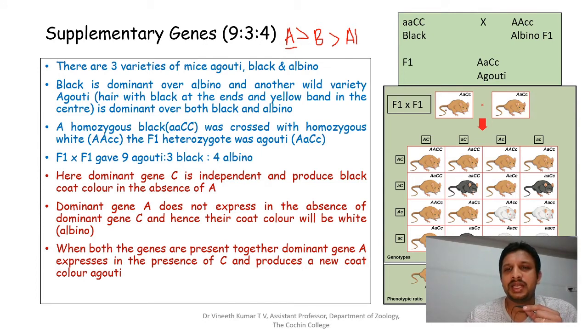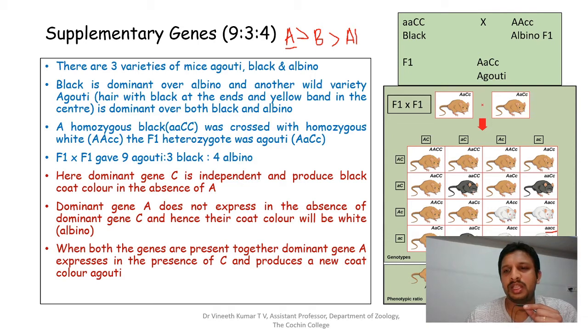And what was seen is that when this particular F1 heterozygote was crossed, a new type of dihybrid ratio was obtained. As you see here, in all the cases where A and C come together, you can expect to have this brown or agouti coat color. When C alone is present, we said that it is independent, it produces black color. When only A is present, and when both dominant genes are absent, it produces a coat color which is white.